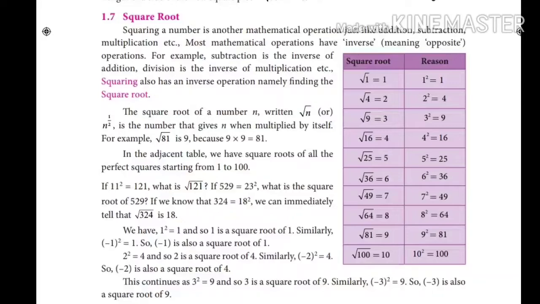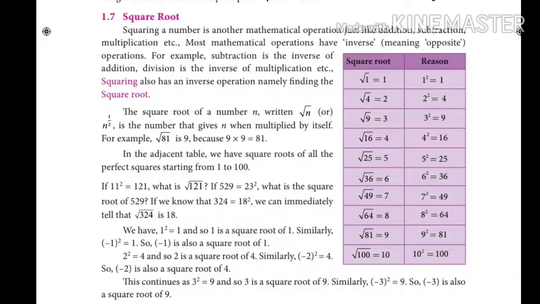Last class, I informed you what square numbers are. An integer multiplied by itself gives a perfect square. Today we start square roots. Squaring a number is another mathematical operation, just like addition, subtraction, multiplication, division, etc.